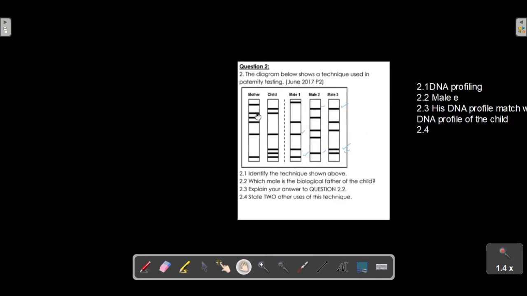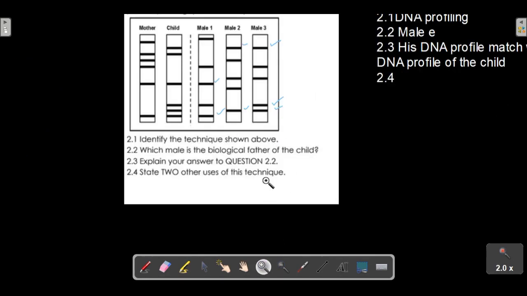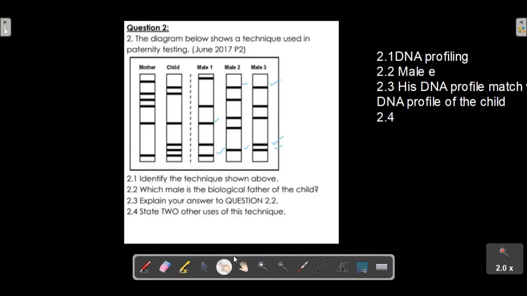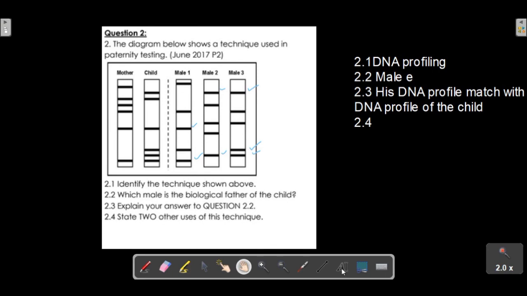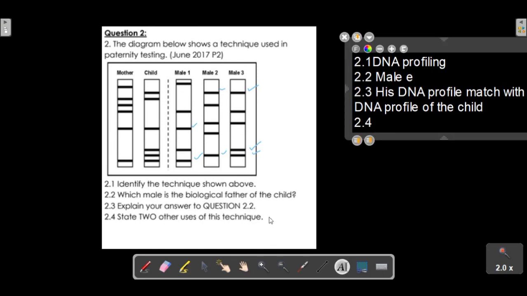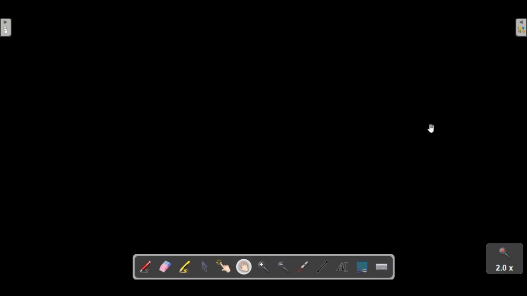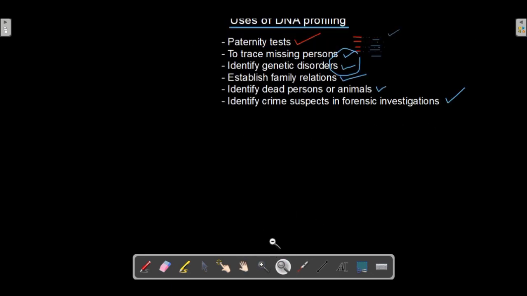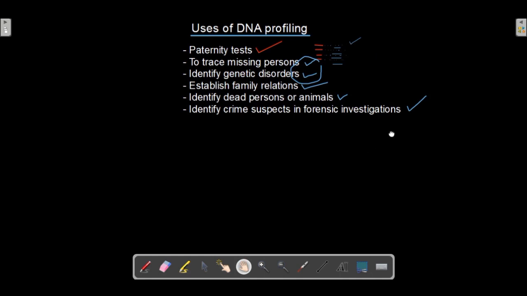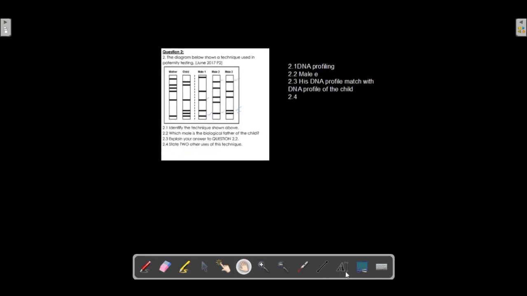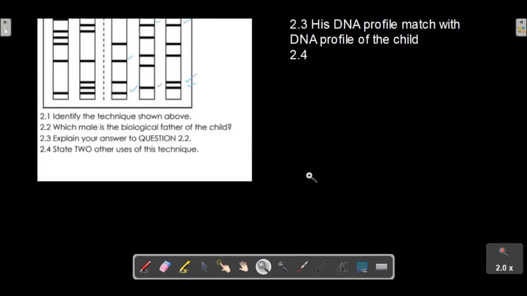So guys, I'm telling you, they always ask this. Okay, I'm giving you the plug here. They always ask this when it comes to DNA profile. So you have to score this, guys. Let's try to write these down, because we really want them written down. So we're saying to trace missing persons and identify genetic disorders. Okay, so write those down.